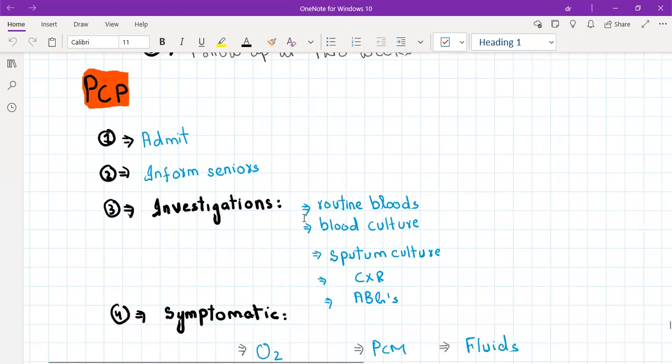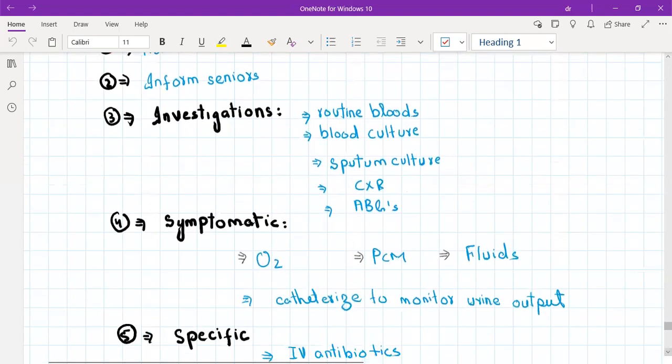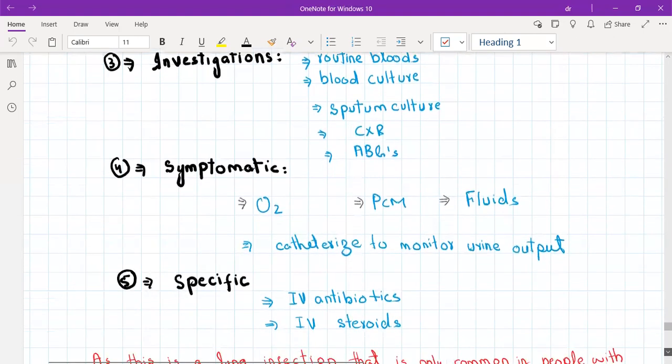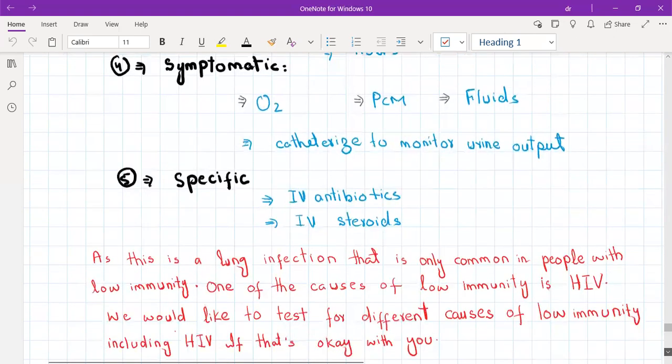These will include your routine blood test, your blood culture, your culture of your phlegm, chest X-ray, and arterial blood gases. The symptomatic treatment will be giving paracetamol for the fever. You will give oxygen because oxygen saturation is low. You will give fluids as well, and you will catheterize these patients to monitor urine output.